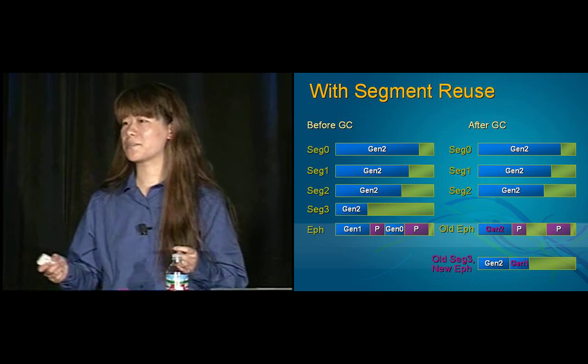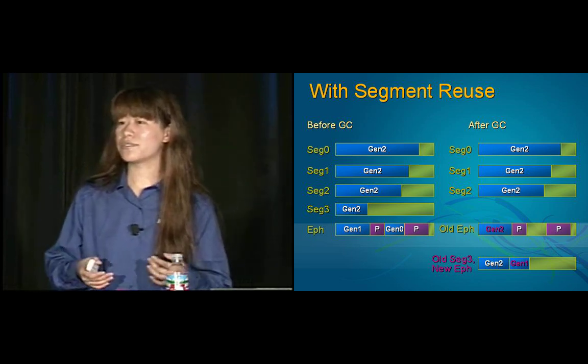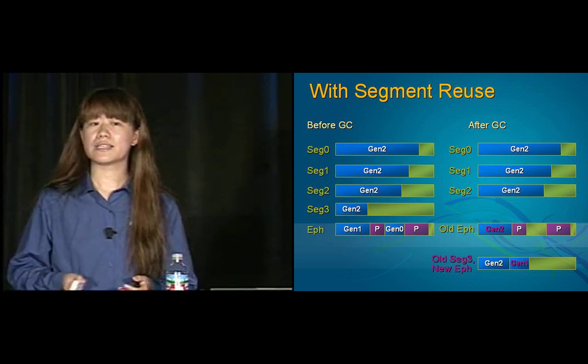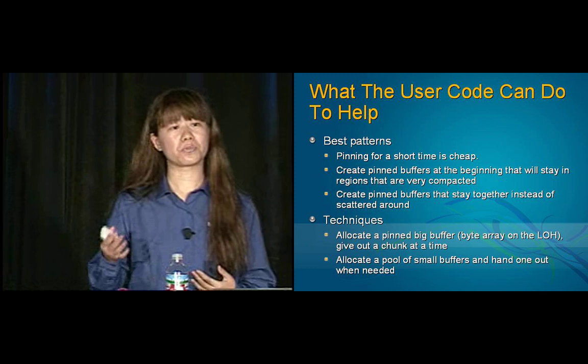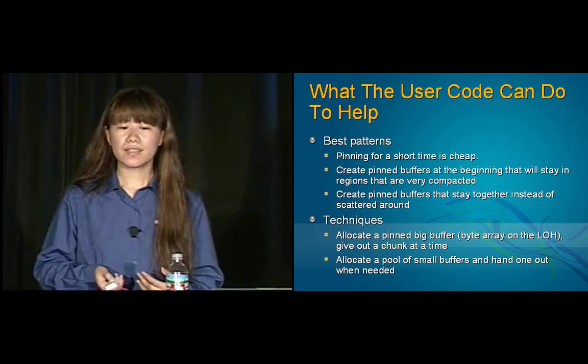Okay, so now we talked about what GC did to reduce fragmentation on the managed heap. Let's look at what you can do as a developer in your code to help with reducing fragmentation.